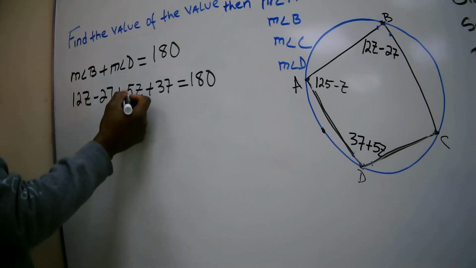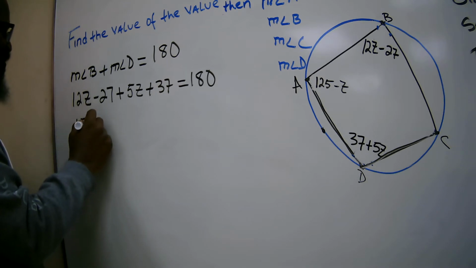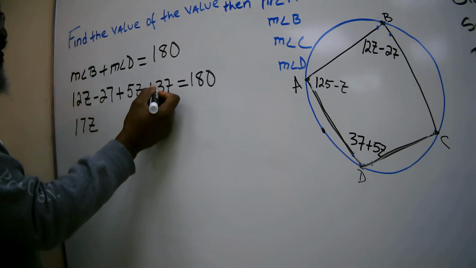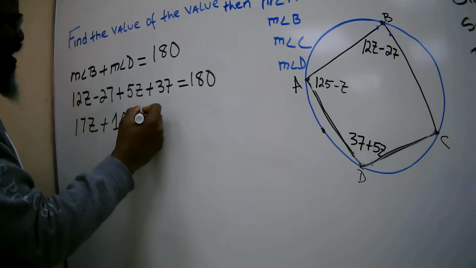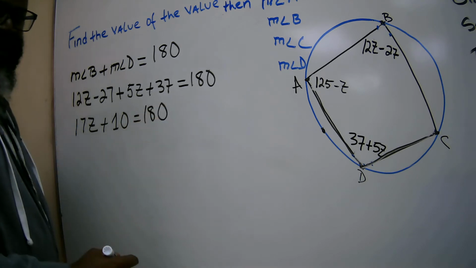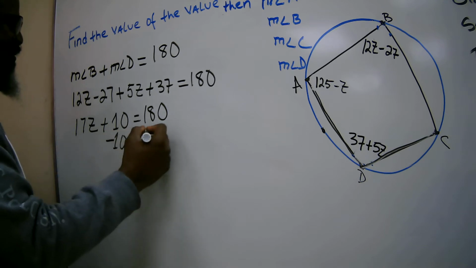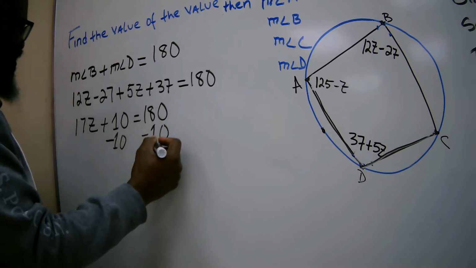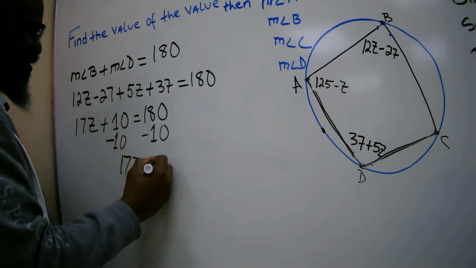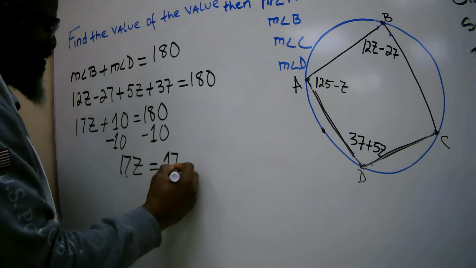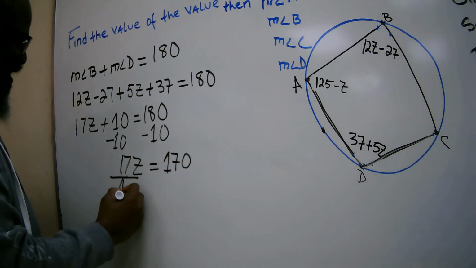We have 12z plus 5z, that will give you 17z. When you combine like terms, you have minus 27 plus 37, that will be positive 10, equal to 180. Then in the other operation, you have to subtract 10 on each side. That's what we are going to do. We subtract 10 on each side. Then you will end up with 17z is equal to 170.